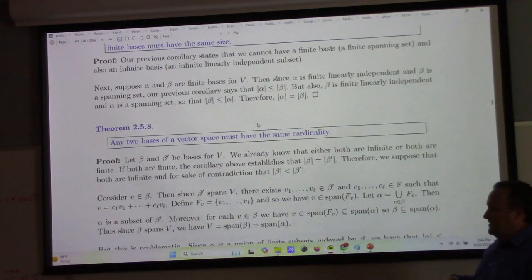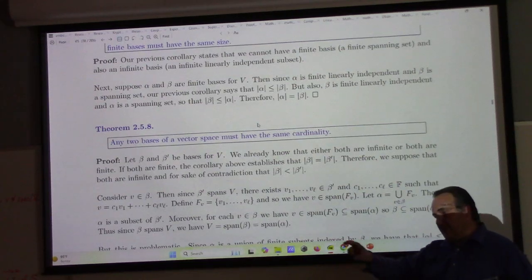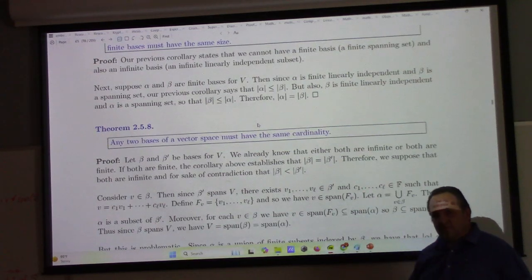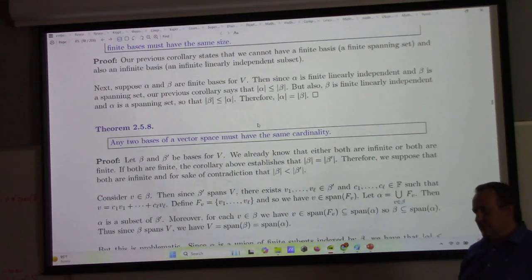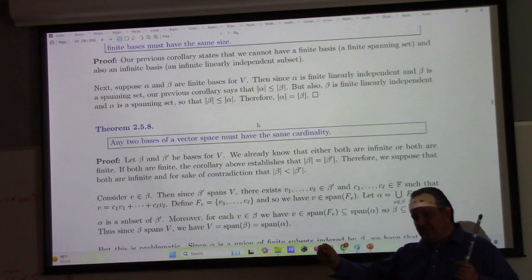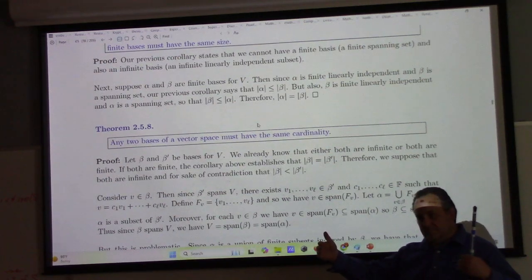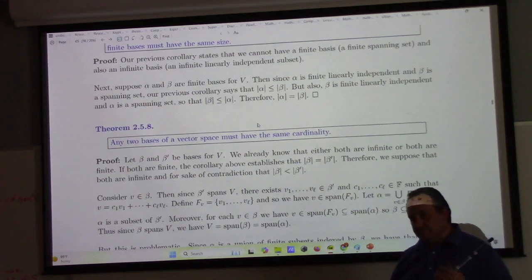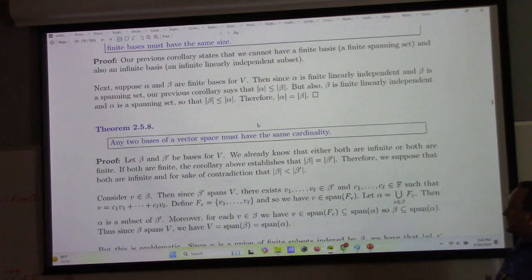So what this says is if you had any other basis for the vector space of polynomials, it must also be a countable basis. You must also have a way to index it using counting numbers, using natural numbers. You couldn't have a basis for the set of polynomials which was the size of the continuum, like the size of the real numbers. If one basis is countable, they're all countable. Countably infinite, I'm saying.